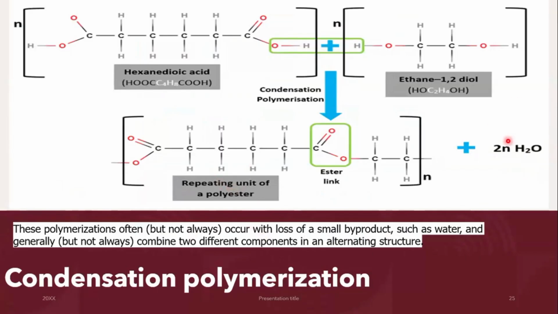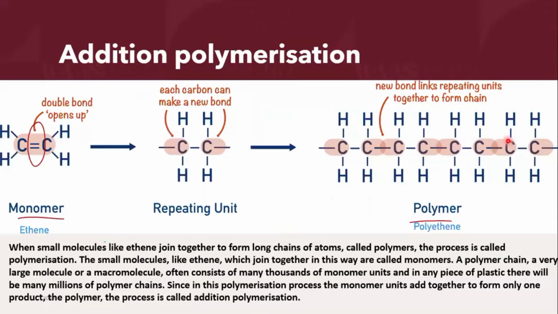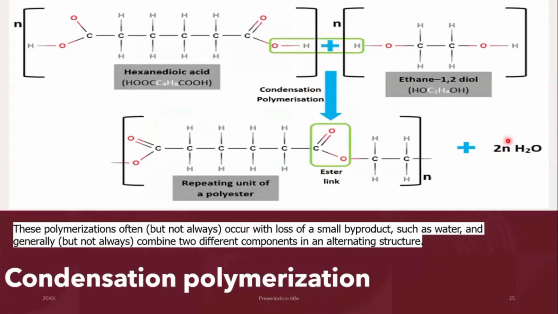In addition polymerization, we only get one product. That's a polymer. That's it. In condensation polymerization, we get our polymer, but we also get a small byproduct on the side, right? A good example of condensation polymerization that you guys have in your syllabus is the formation of nylon, right? Nylon is quite common. It's used for making our clothes, making ropes. A lot of these things are made from nylon. So this is how nylon is actually made.